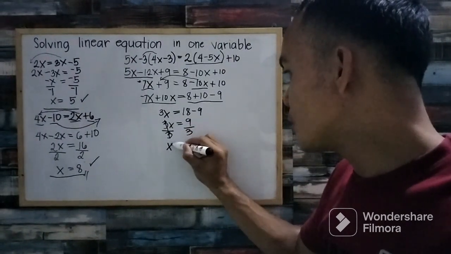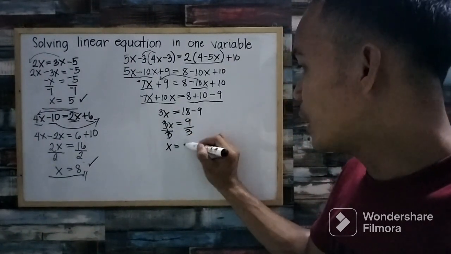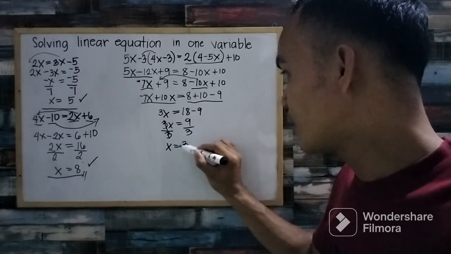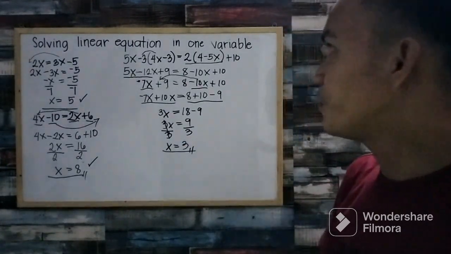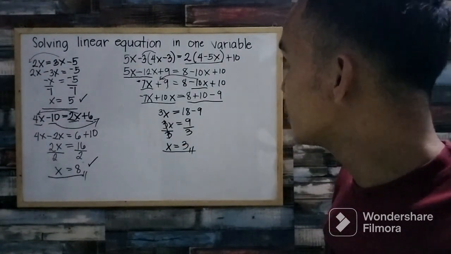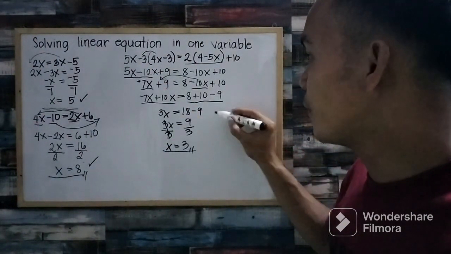So, ang matitira na lang dito is x is equal to 9 divided by 3, which is 3. Right? So, now let us check if our solution is correct, by substituting the value of x there.